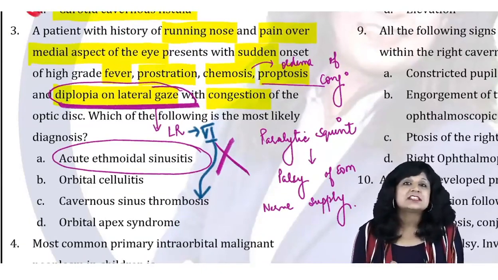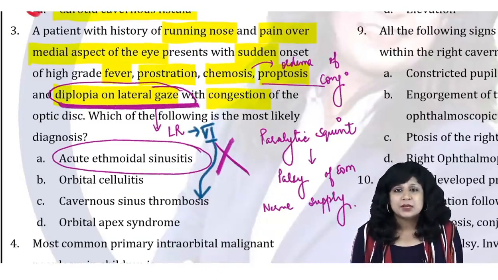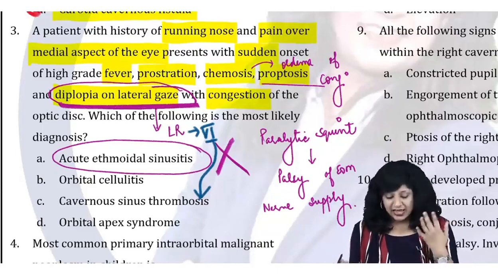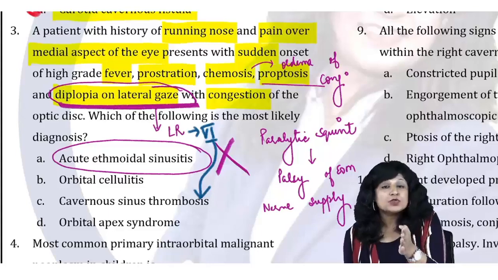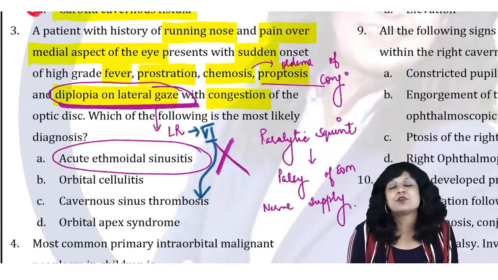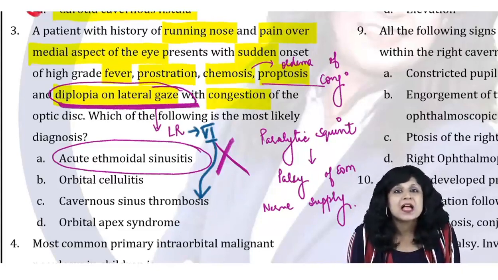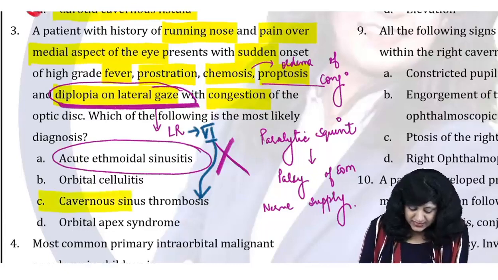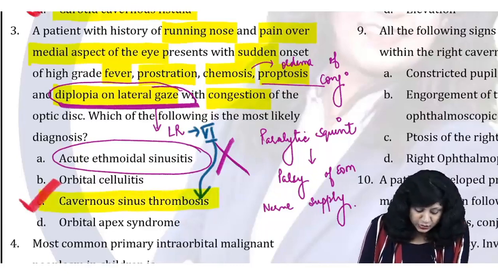So it can cause the severe onset of fever, we have prostration, we have chemosis, we have optic disc congestion, we have proptosis, and also because the 6th nerve is the first nerve to be affected, therefore there will be diplopia in the lateral gaze. So the answer to this question is cavernous sinus thrombosis.